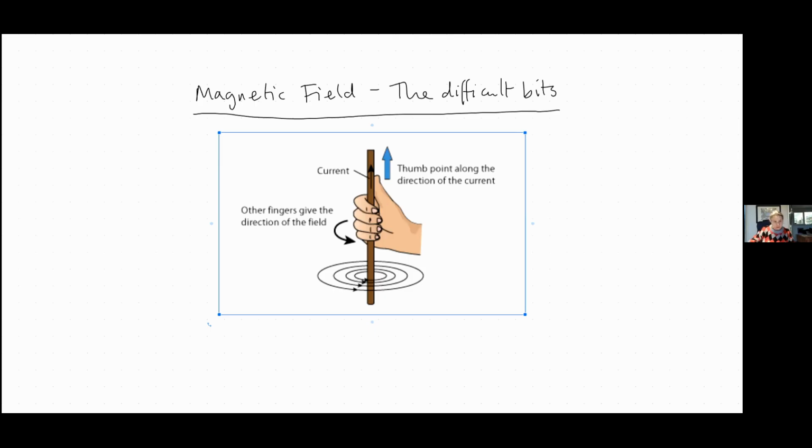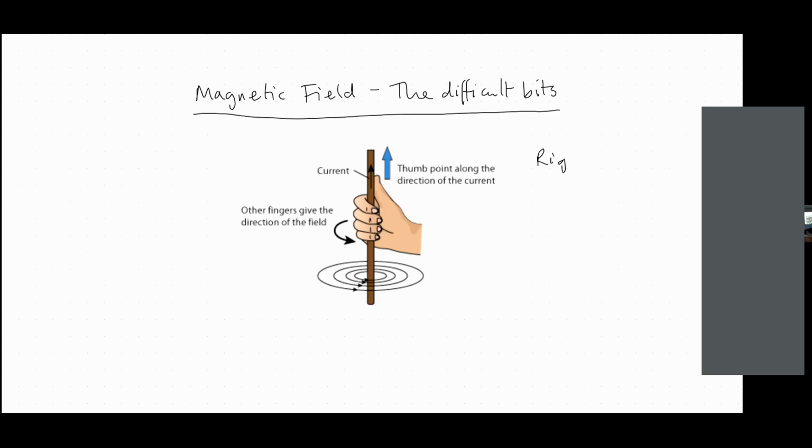Okay, I'm going to write it next to it. Right-hand corkscrew rule. So what this is saying is that whenever you've got an electric current flowing in a wire, there is a magnetic field around the wire.